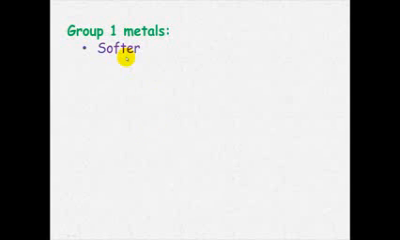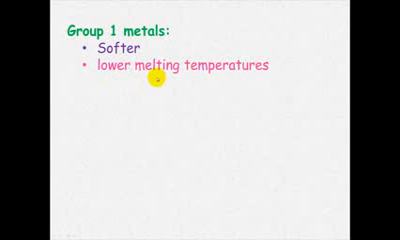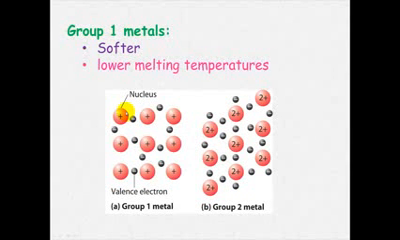Group 1 metals are softer and they have lower melting temperatures. The reason for this is if you look at how many electrons are donated into the sea of delocalized electrons by group 1 metals. Group 1 metals will offer up 1 electron into the sea of delocalized electrons to give a cation with a positive 1 charge. A group 2 metal, on the other hand, offers up 2 electrons into the sea of delocalized electrons to leave it with a 2+ charge on its cation.